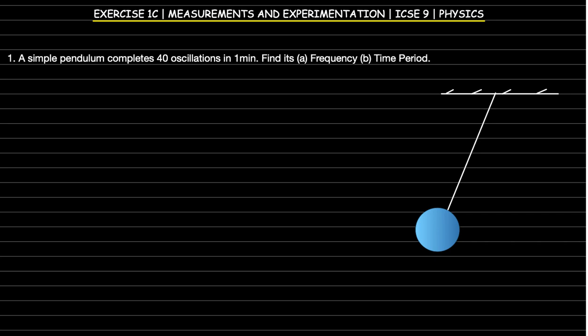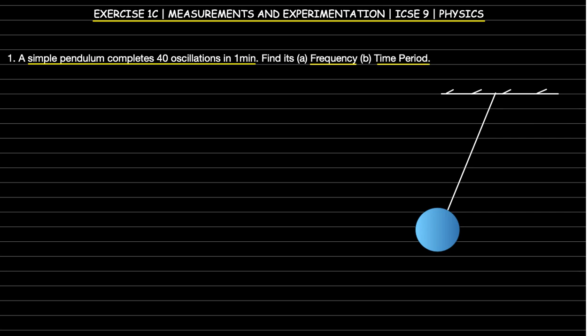Starting with the first question. A simple pendulum completes 40 oscillations in 1 minute. So it does 40 oscillations in 1 minute. We need to find the frequency and then we need to find the time period.